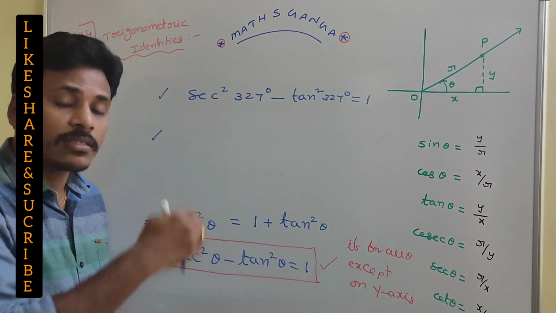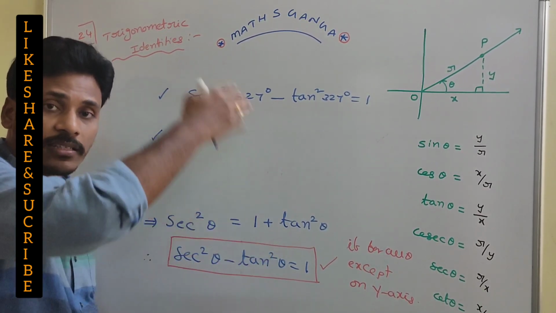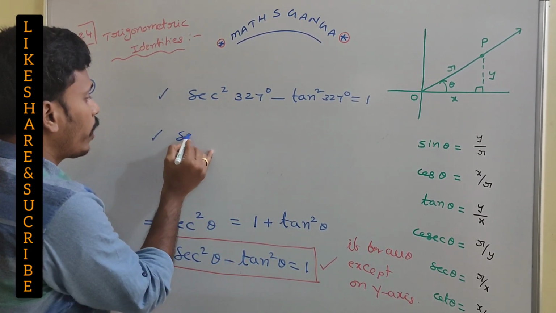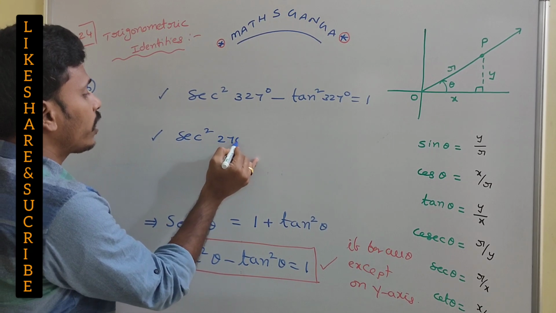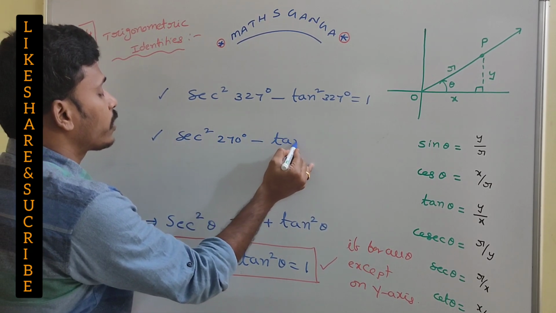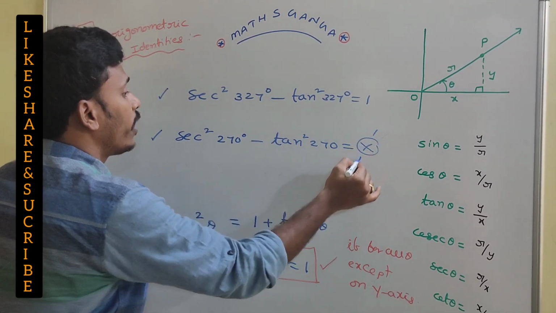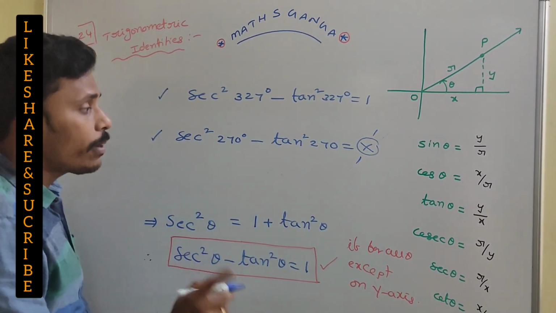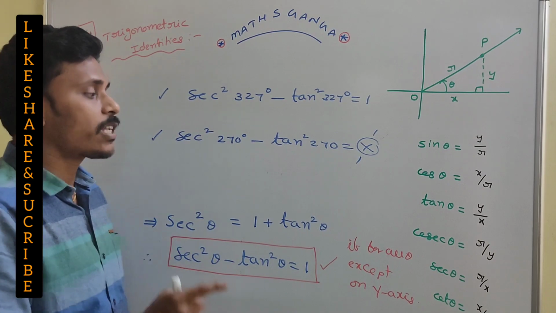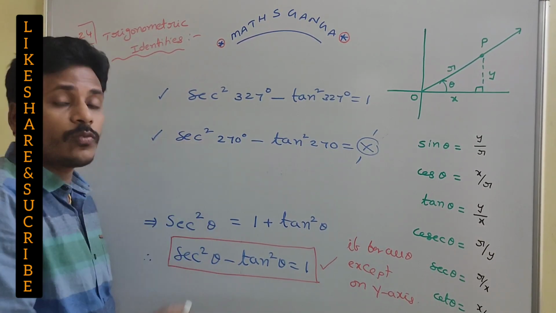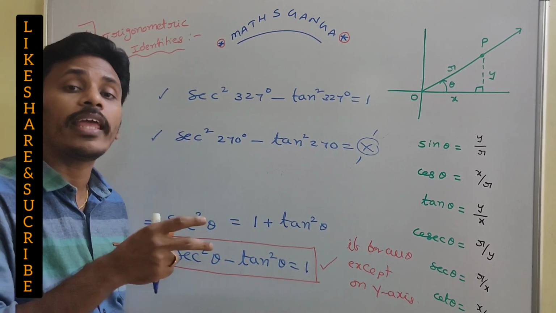For the y-axis, the angles correspond to 90 degrees above, positive y, 270 degrees, negative y, like that. For example, if anybody asks you to give the value of secant square 270 minus tan square 270, then in this case this value is not 1, it's a wrong statement actually. Why? Because for 270 degrees, the x value is 0. Since the x value is 0, secant 270 as well as tan 270, both the values are infinity.